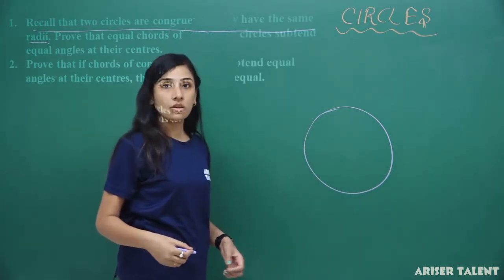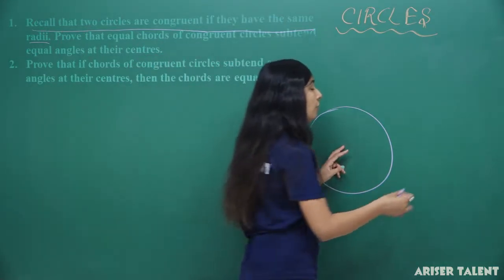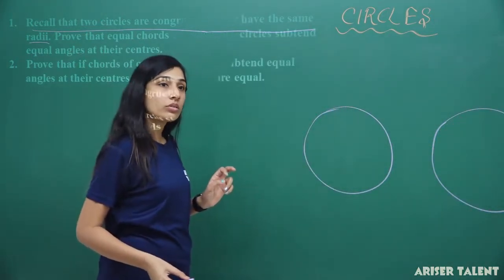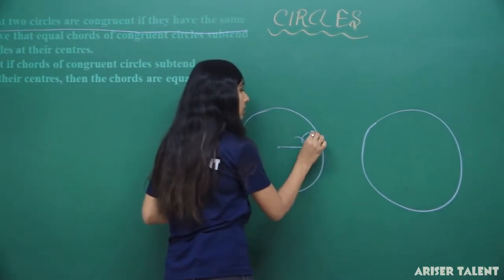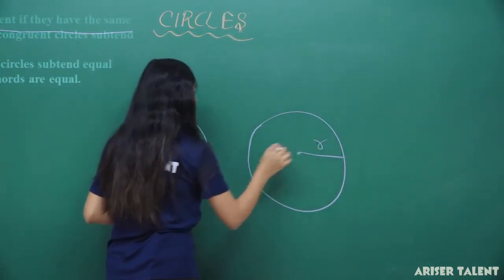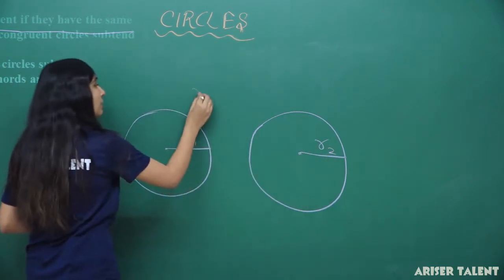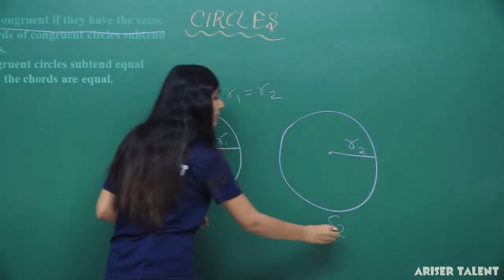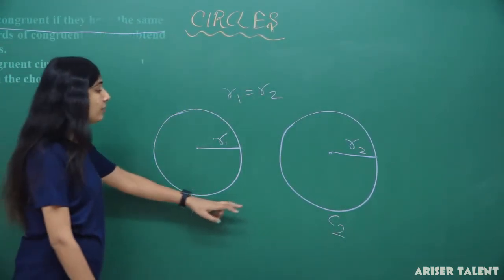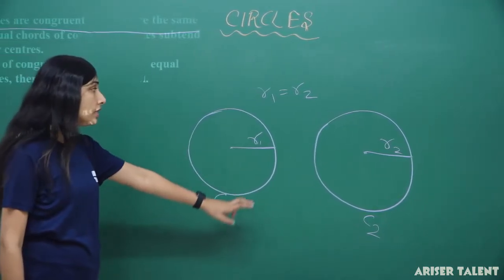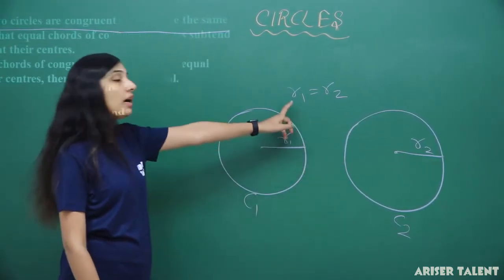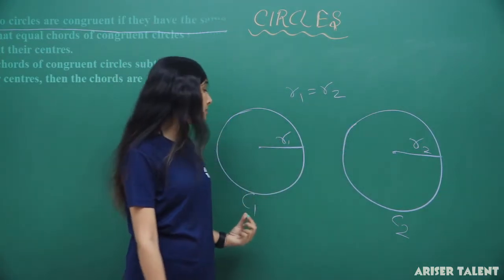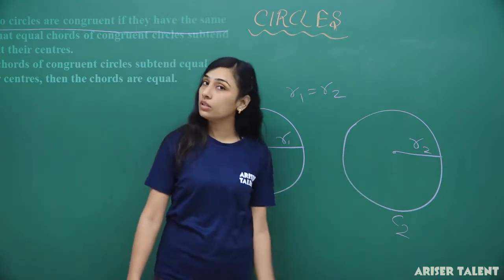Likewise, we know the congruency of triangles. We also know that two circles are congruent if their radius is the same. That means if R1 equals R2, and this circle's name is C1 and this circle's name is C2, then this C1 will be congruent to circle C2 if their radius is the same. That means R1 is equal to R2.